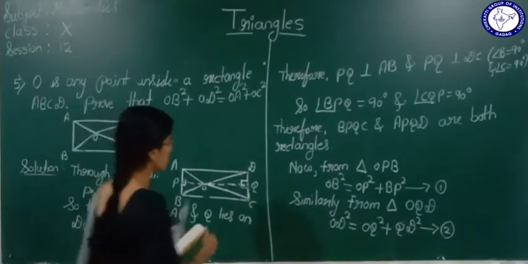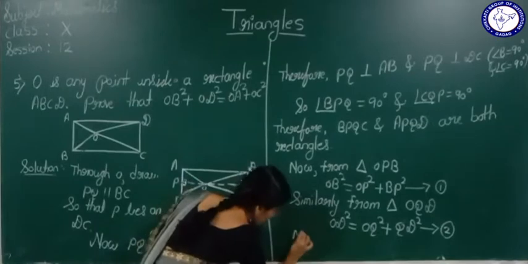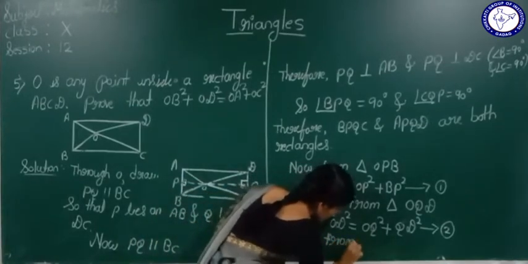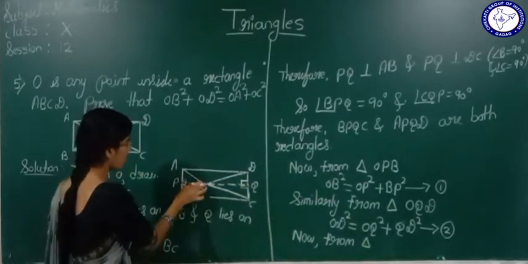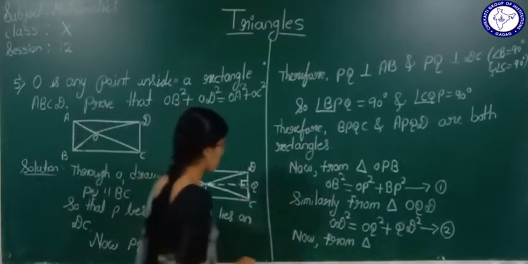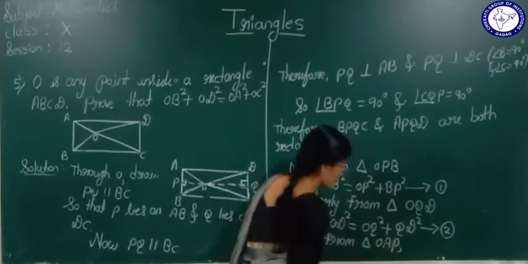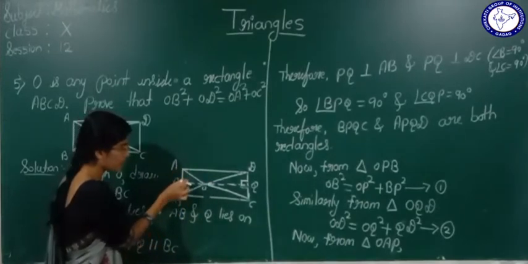Now see here, from triangle OAP. Okay. Now from triangle OAP, here angle P is 90 degrees.